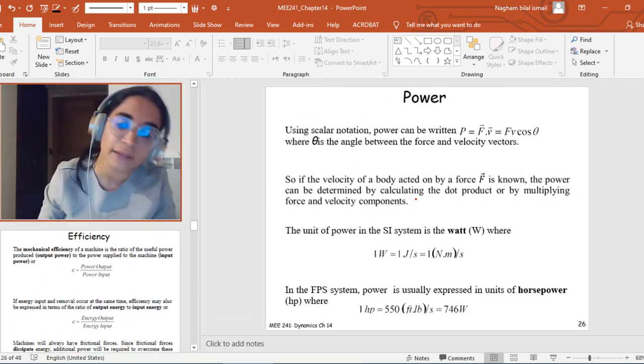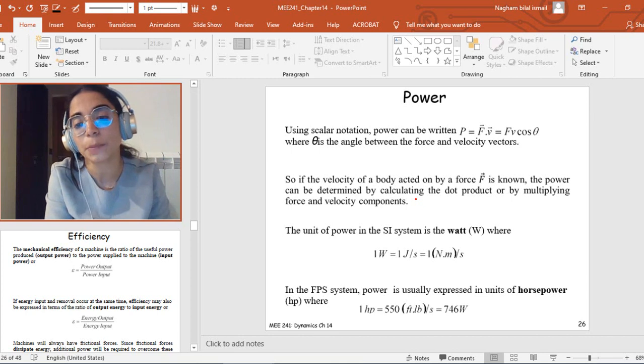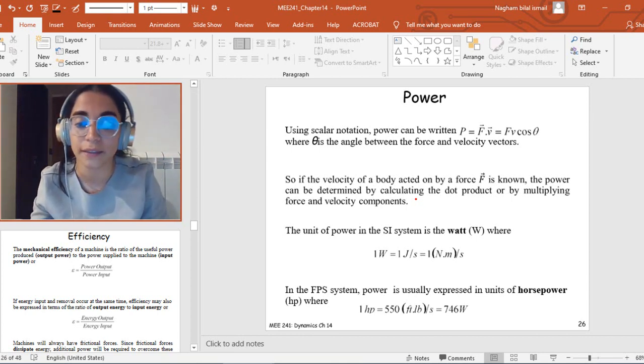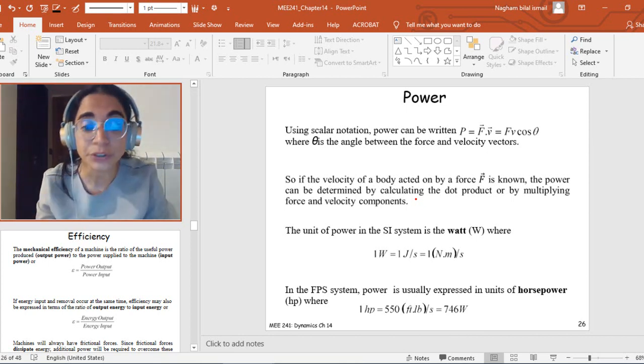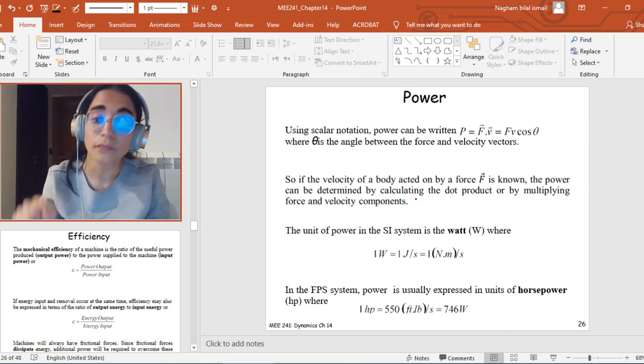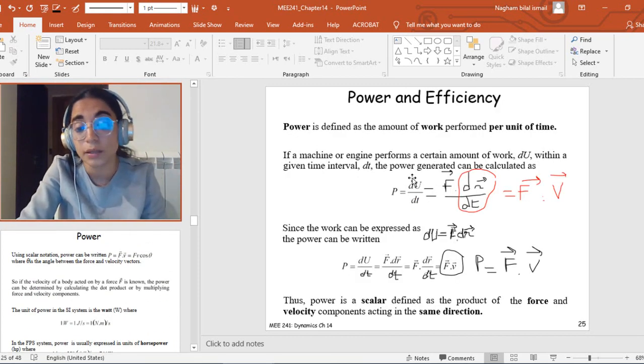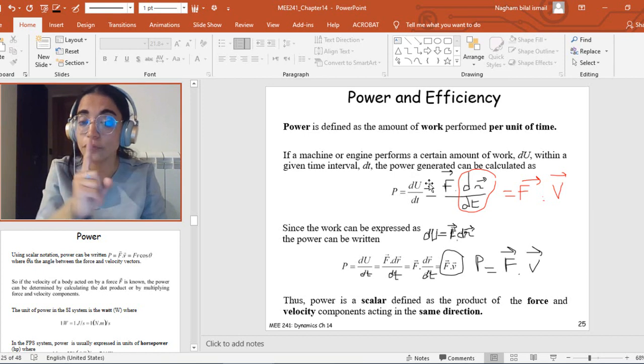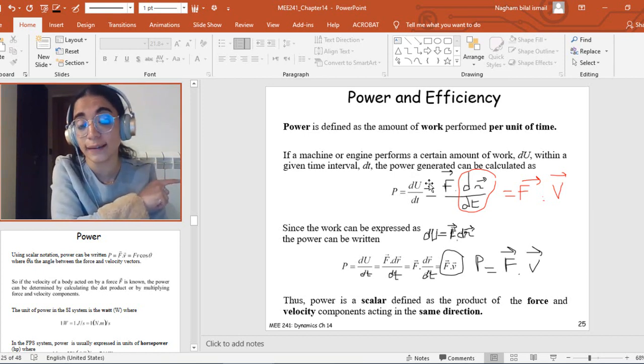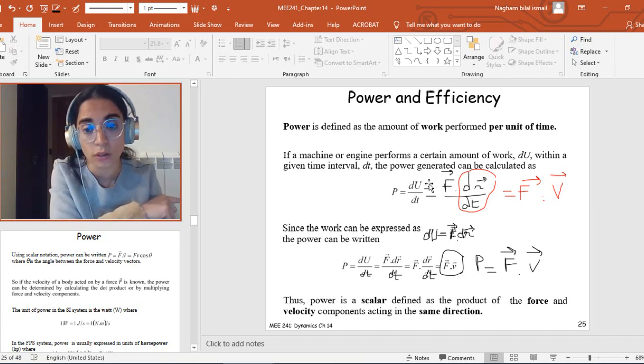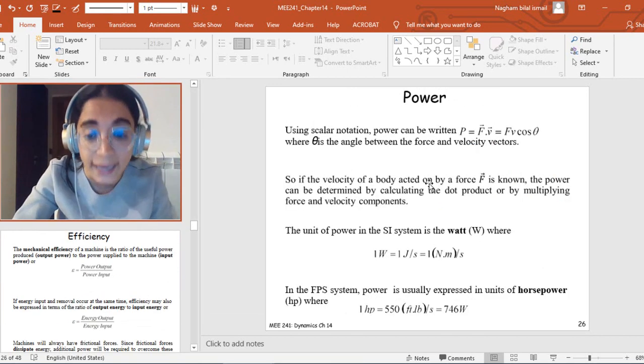So as I said, you can do the dot product equation: P is equal to Fv cosine theta, where theta is the angle between the force and the velocity. And usually the unit of the power in SI units is joule per second, because it is the energy. And don't forget that the work is an energy. So the energy unit is joule over dt, which is joule per second.